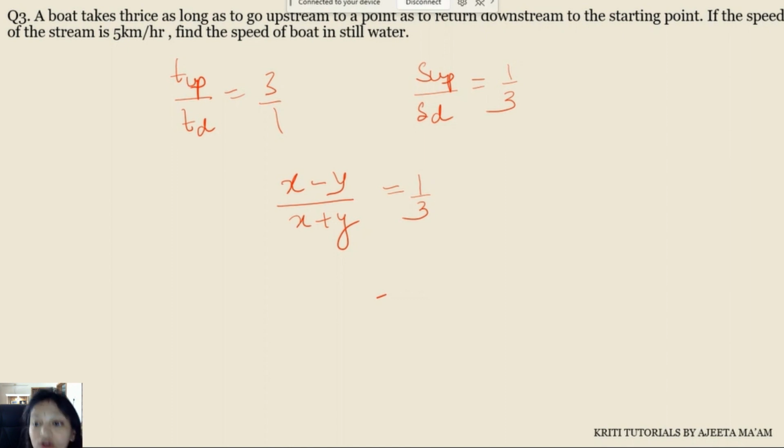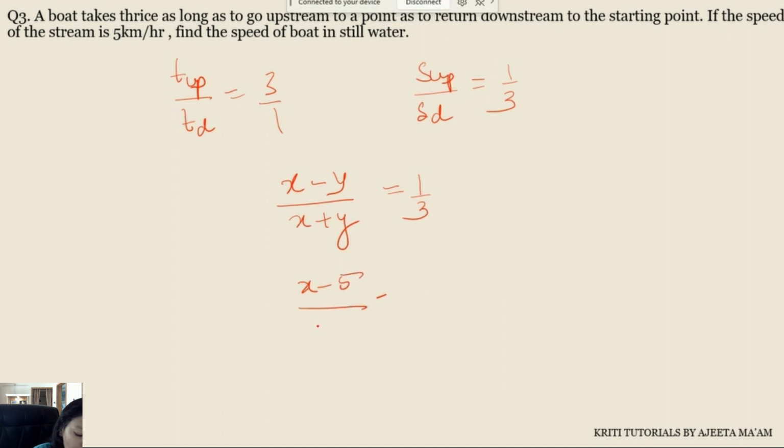Now, what is given to you? Speed of the stream is given to you. So, y is given to you. We are not changing x and y in any of the questions. What is x? Speed of the boat in still water. What is y? Speed of the stream. Correct? Now, what will you get here? What is x? You have to find. What is y? 5.